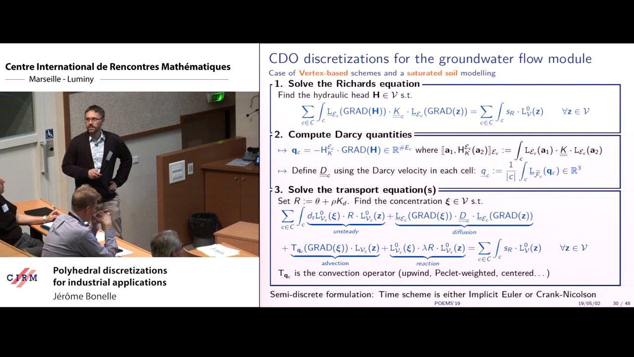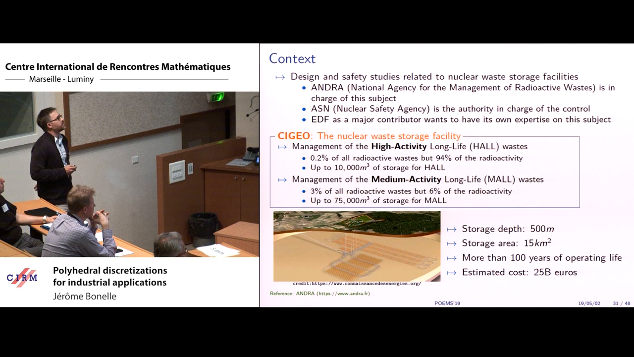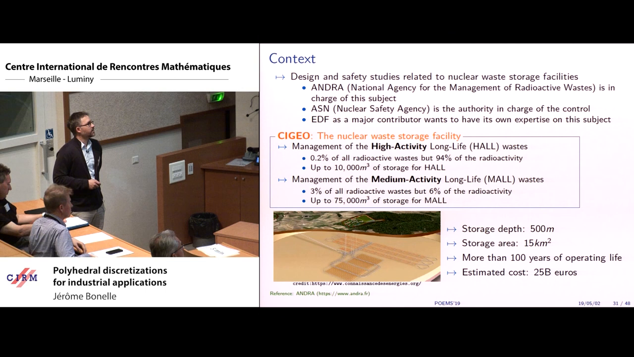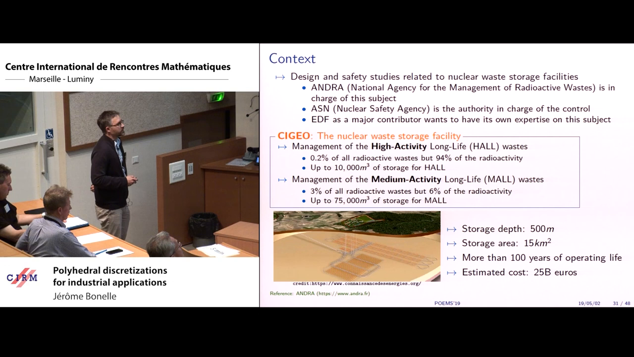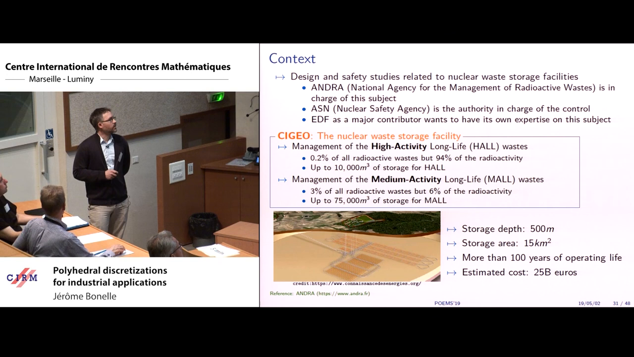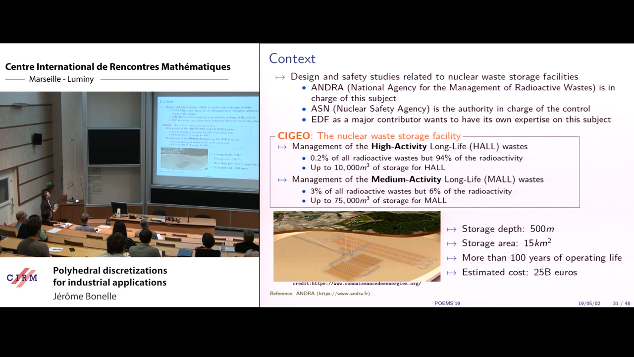Here is the study we have in mind. This is in the context of the CIGEO nuclear waste storage facility. This is a facility where we have high activity and medium activity radioactive waste. So this is a project of first importance for EDF, since this is also a big project. It is evaluated by Andra at 25 billion euros. Andra is in charge of this subject, and the Nuclear Safety Agency is the authority in charge of the control. But for EDF, as a major contributor, we want to have our own expertise on this subject.